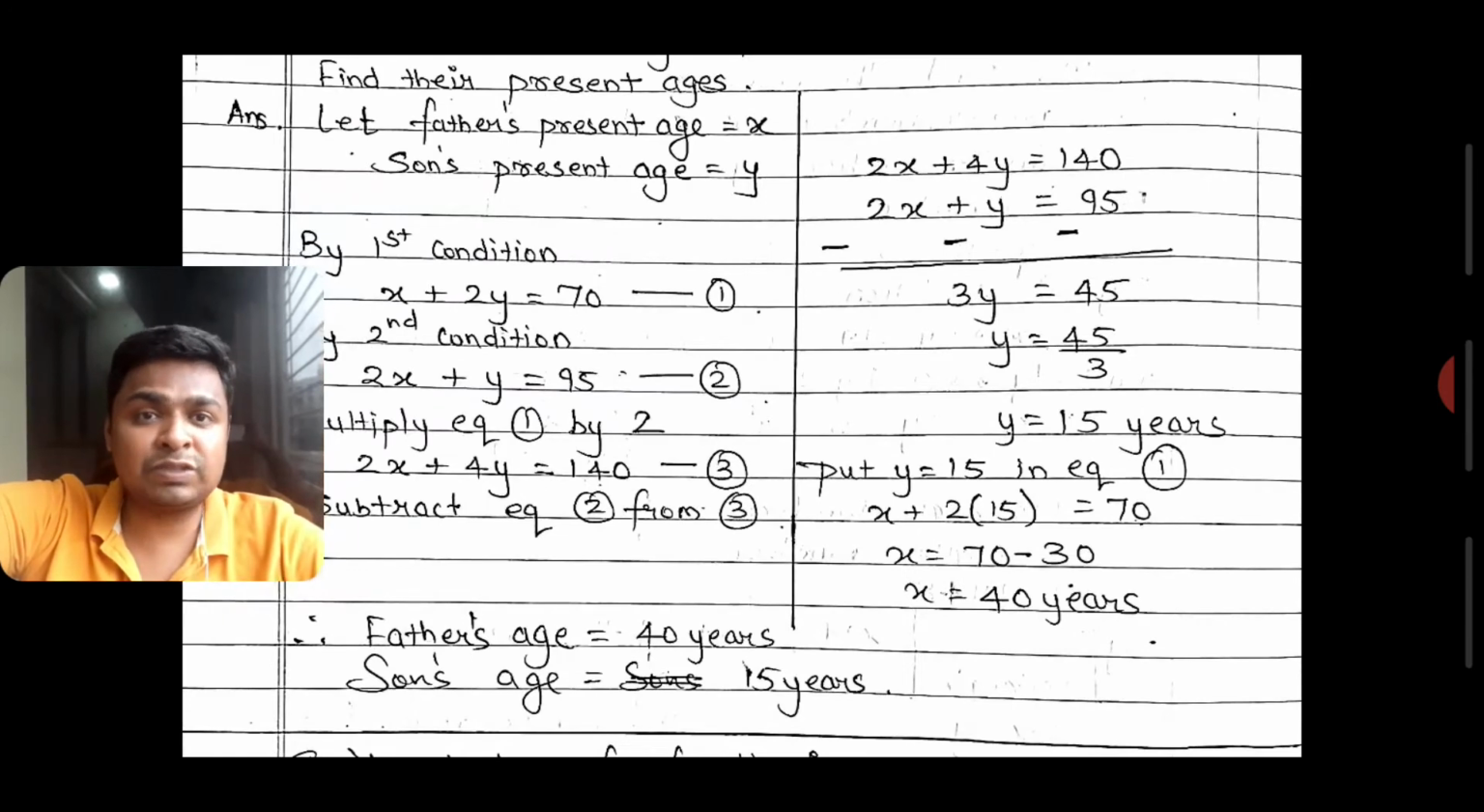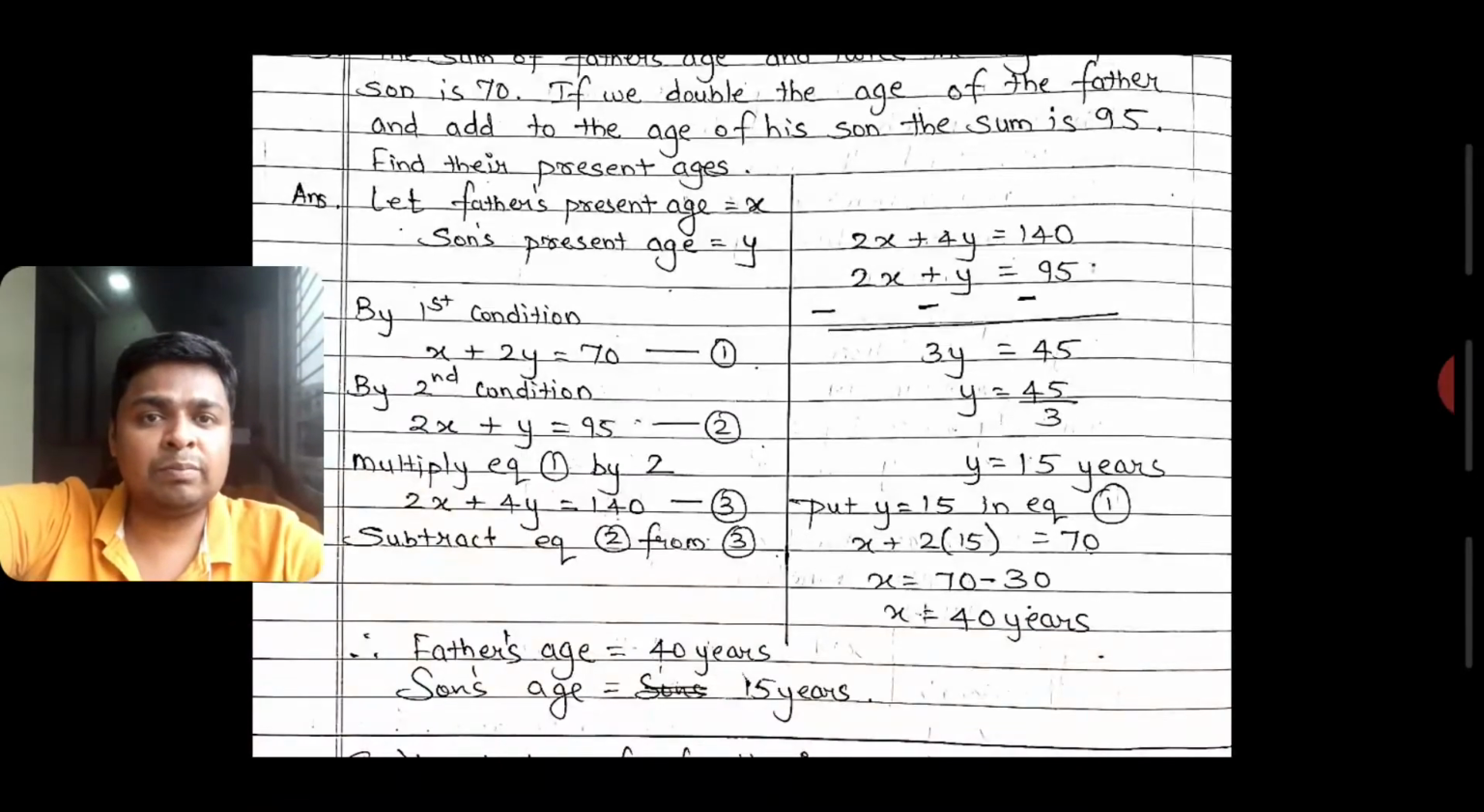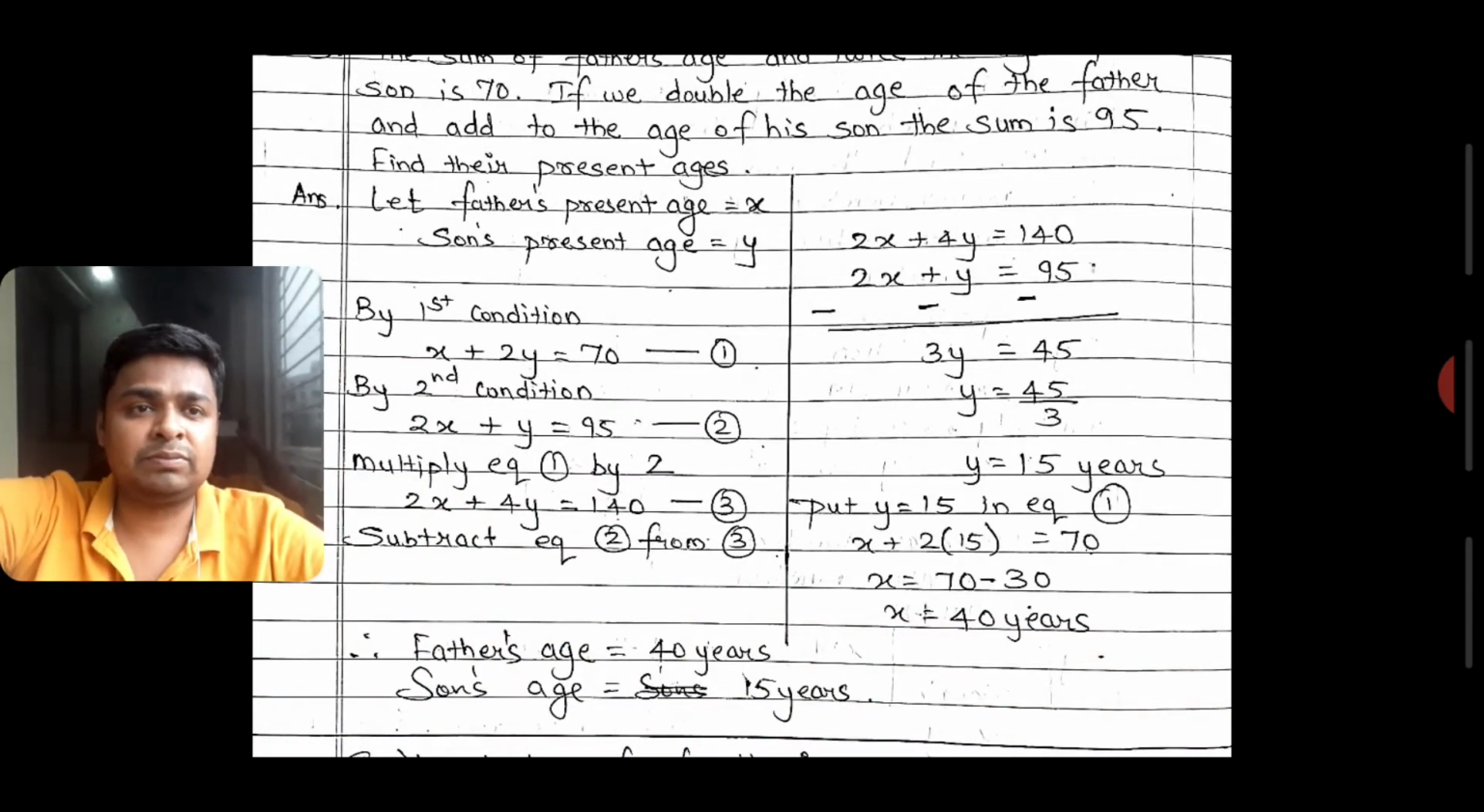This is the age of the son, present age. Substitute, we get the value for x, that is the father's age. So father's age is 40 years and son's age is 15 years. Don't forget to write the final answer. It carries half mark. Okay. So you can write this down in your notebook. Pause this video and write it down.